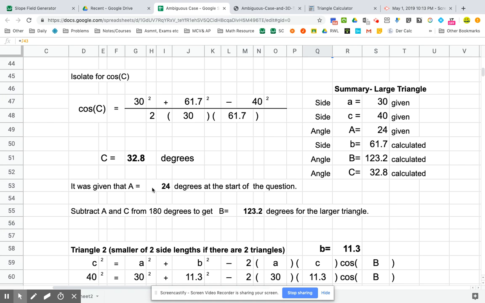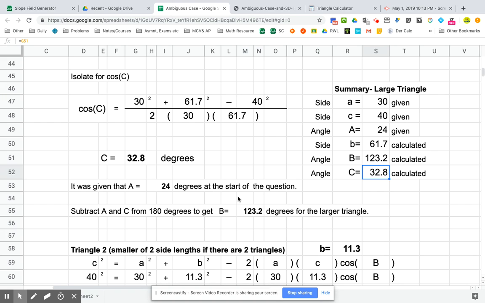And it was given that A is 24 degrees. Well, we know the interior angles of a triangle add up to 180. So I can take 180 minus 32.8 minus 24, and I get angle B having a value of 123.2 degrees. And so what I've done is summarized all those values in this table right here.